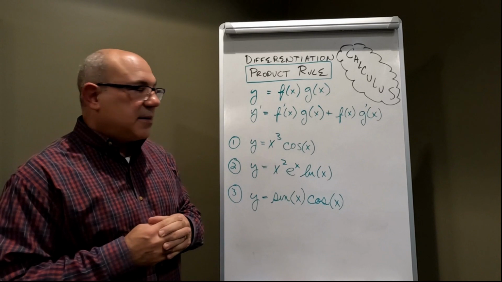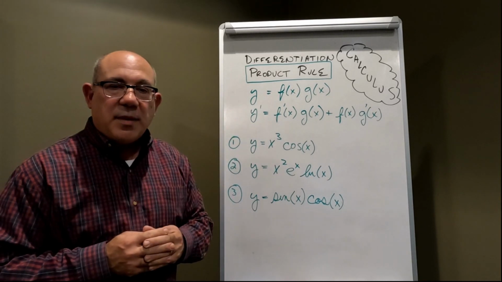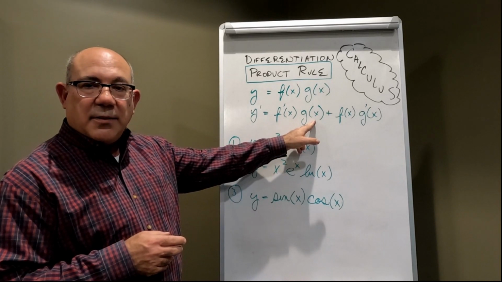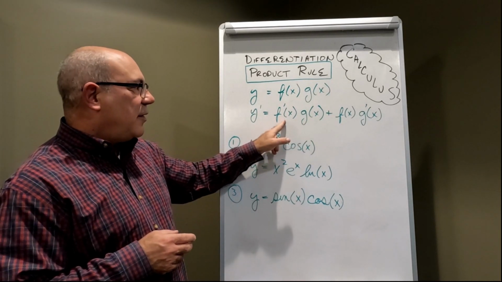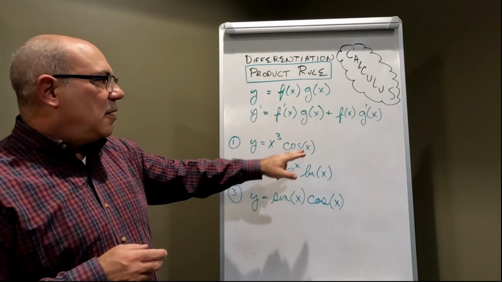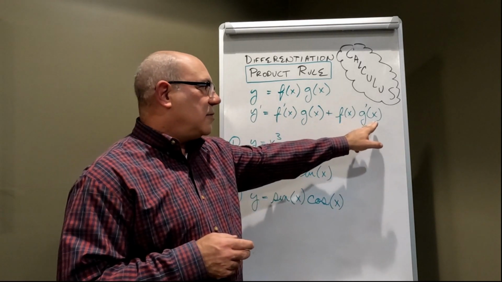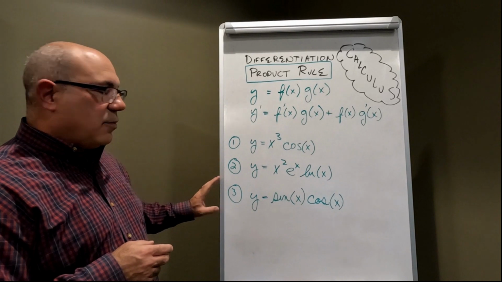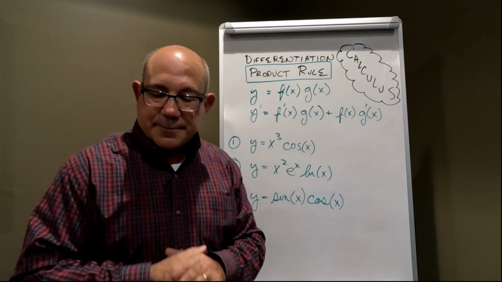So the product rule says if you have two functions in x, f of x times g of x equal to y, then the derivative of y with respect to x, which we write as y prime, is the derivative of f of x times g of x, plus f of x times the derivative of g of x. So we're going to apply that to these three different problems, and let's see what we get.